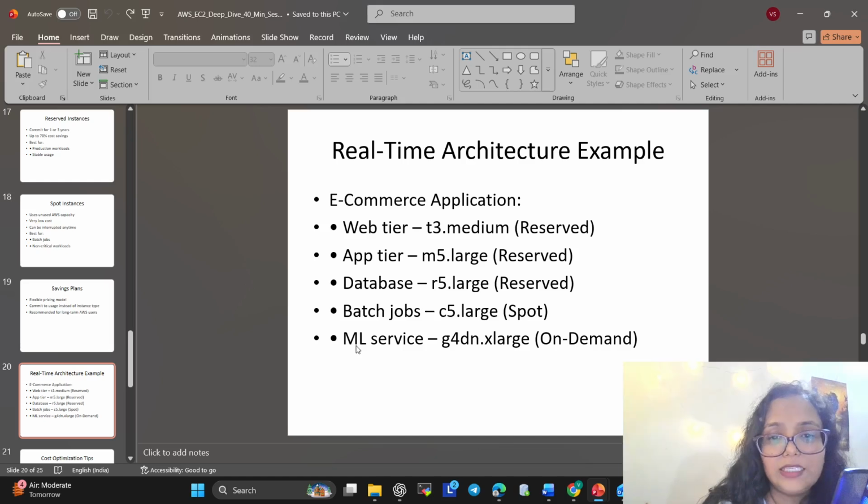Real-time architecture: e-commerce application. For the web tier, T3 medium reserved; app tier, M5 plus reserved. See, reserved instances only for the long term, spot for the batch jobs. For ML services we use Z4DN.xlarge on demand. Okay, so this is the real-time architecture. If you want to take a screenshot, you can take it.